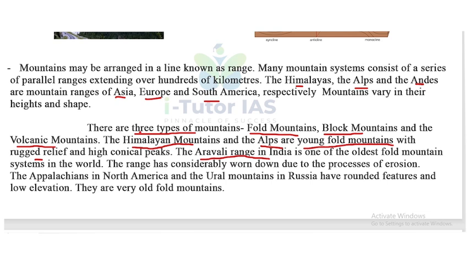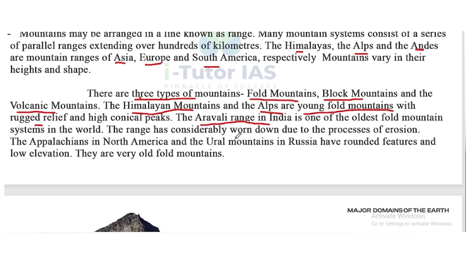Now the ranges have considerably worn down due to the process of erosion. We discussed that erosion may wear down the land. The Appalachians in North America and the Ural Mountains in Russia have rounded features and low elevation. They are very old fold mountains.